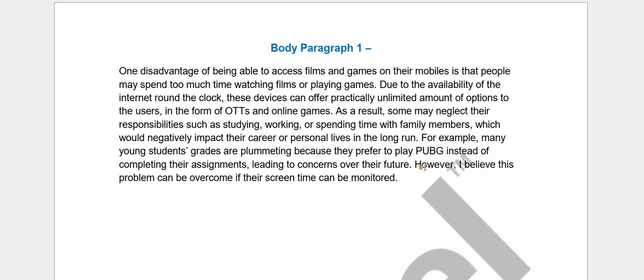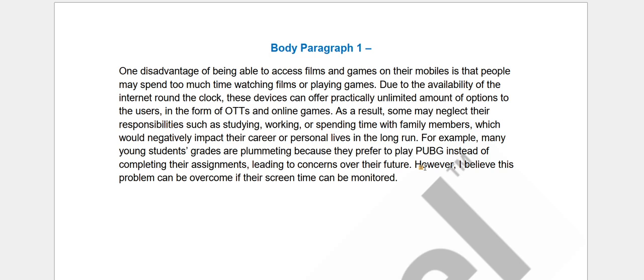However, I believe this problem can be overcome if their screen time can be monitored. So I'm saying, yeah, that's the disadvantage. I'm not negating that. I'm not disregarding that. I'm not saying that this is not a disadvantage, or that it's only a hoax or something like that. Yeah, that's the disadvantage, but it can be overcome. So this problem can be solved. How? If the screen time can be monitored. If you put a limit on the screen time, like you cannot use your mobile phone or laptop or tablet, whatever it is, more than 2 hours every day, obviously they will do other stuff in the remaining day. I hope it is clear.